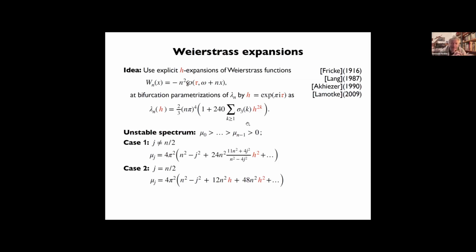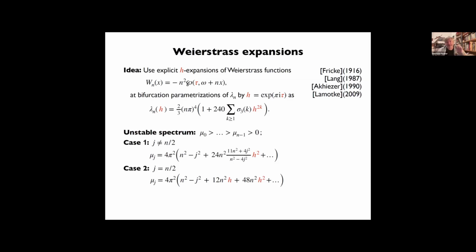I don't have an expansion to infinite order for the eigenvalues. And this case one is mostly, so this is when J is not half the unstable dimension that we are looking at. And then there's the other case where J is half the dimension. And you see expansions with respect to H up to order H squared. Now, these are analytic functions.